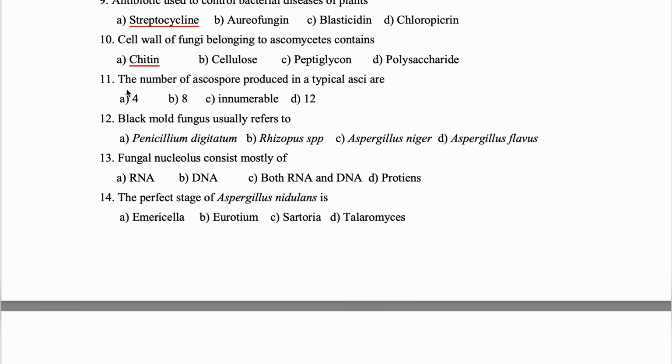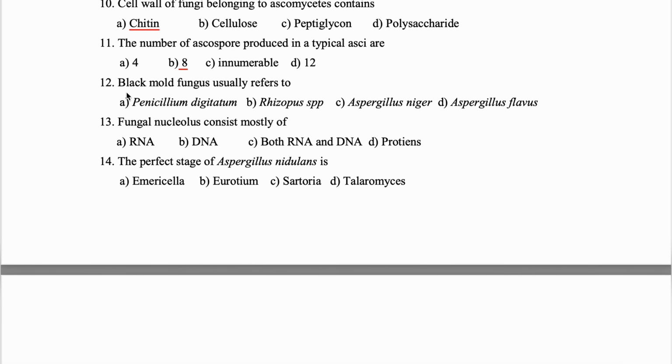Question 11. The number of ascospores produced in a typical ascus. Typical ascus, why they are called like that? Because in one ascus, normally how many ascospores are found? It is 8, but in some special cases it can be more, like 16, 512. So there are various exceptions, but normally we get to see 8 ascospores in a single ascus.